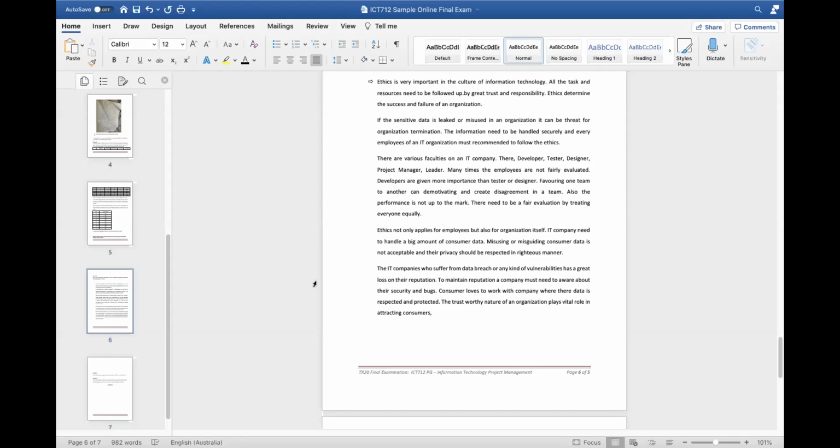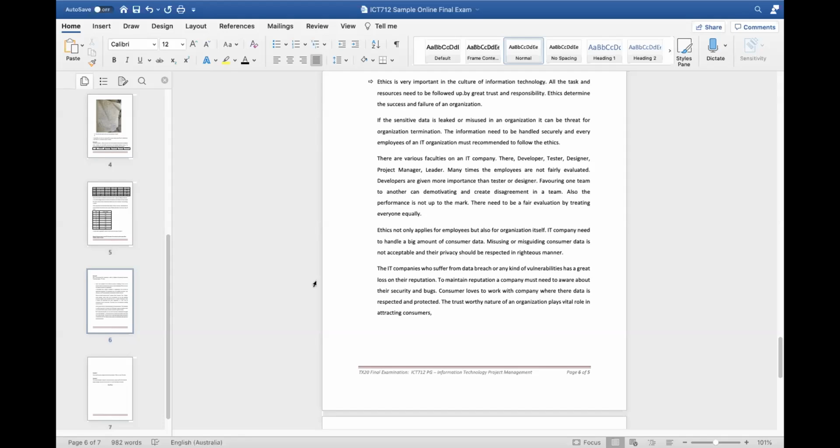I'm not very sure about this second paragraph. There are various faculties. I'm not very sure about this paragraph. So the employees are treated unfairly. It's not very clear, your point. More influence. I understand what you're trying to say, but you didn't really make your point very clear.